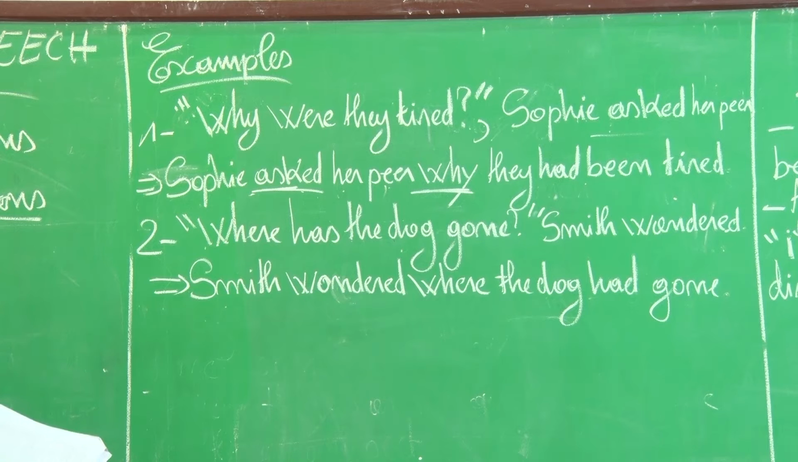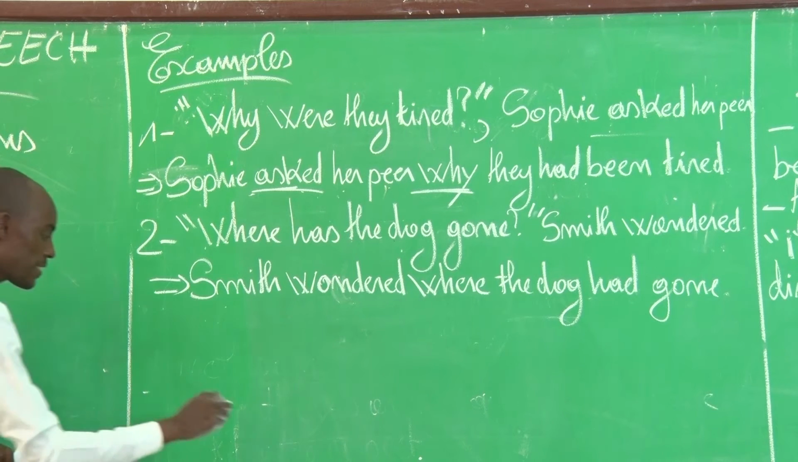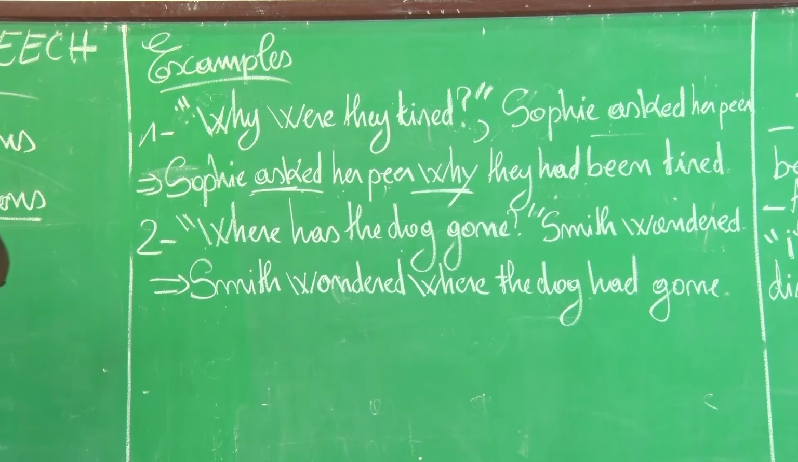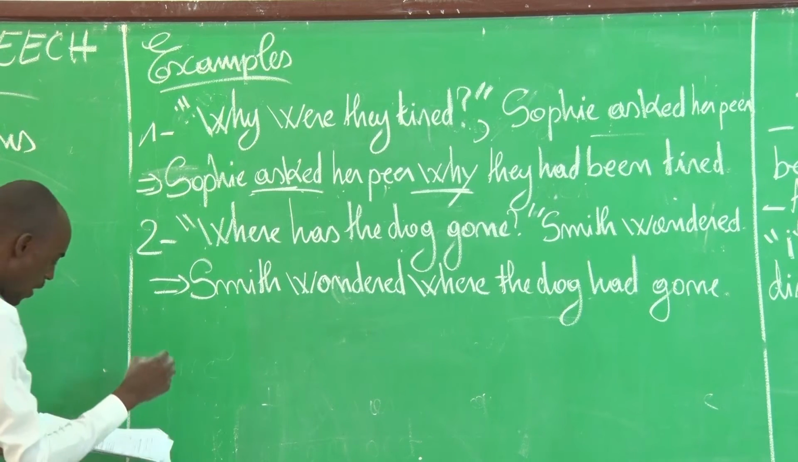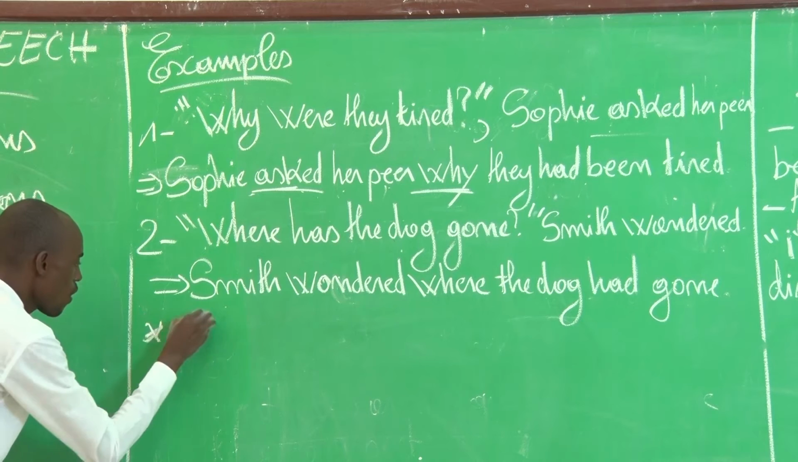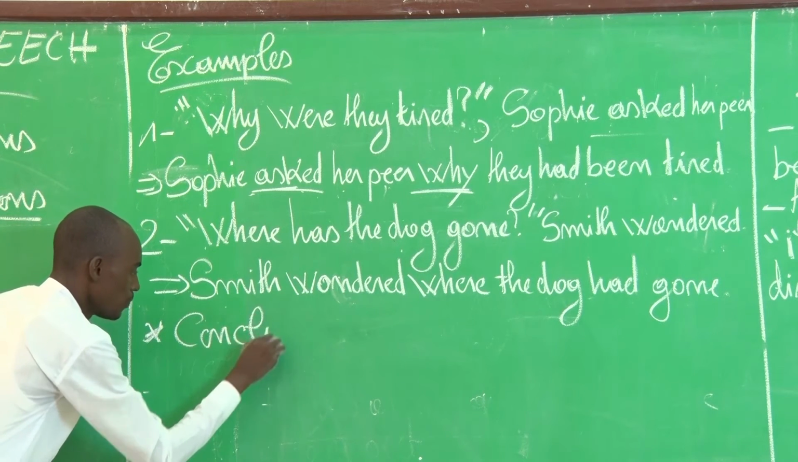Good. In the second sentence, we have, where has the dog gone? And Smith wondered where the dog had gone. Now, let's see this change or this structure in our conclusion. We say conclusion.